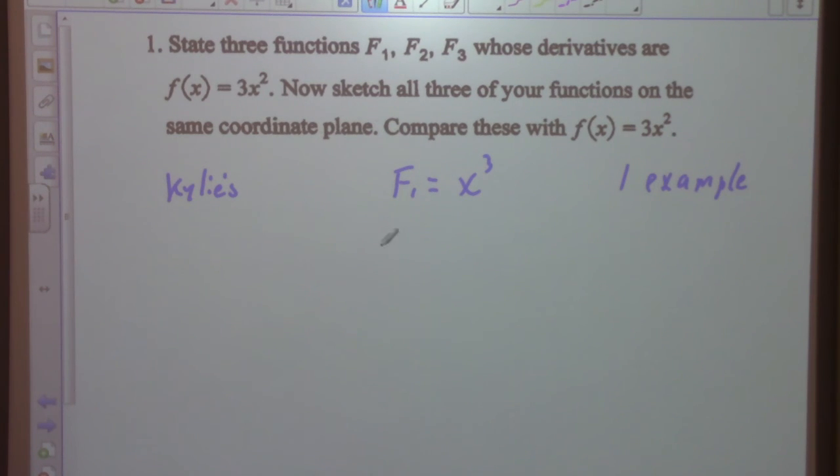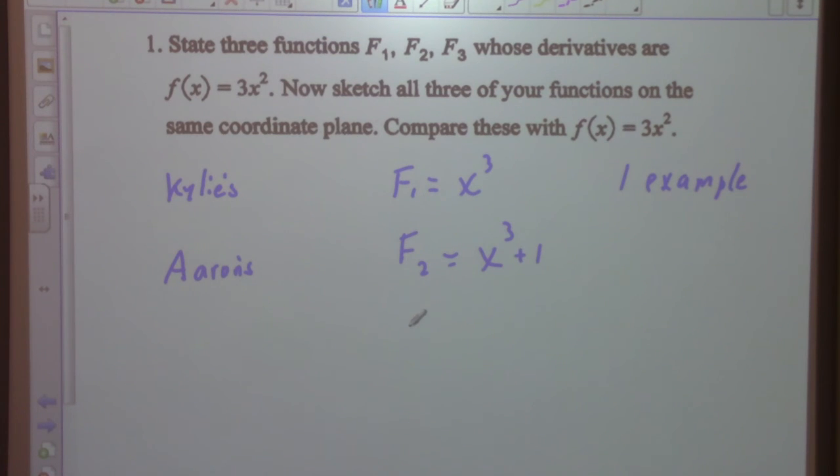Okay, anybody get another one, f of 2? Is there another one you can think of? Well, why can't it just be like x cubed plus 1? Yeah, so let's go ahead and put x cubed plus 1. So this is Aaron's second example. Okay, so now we have two of them.